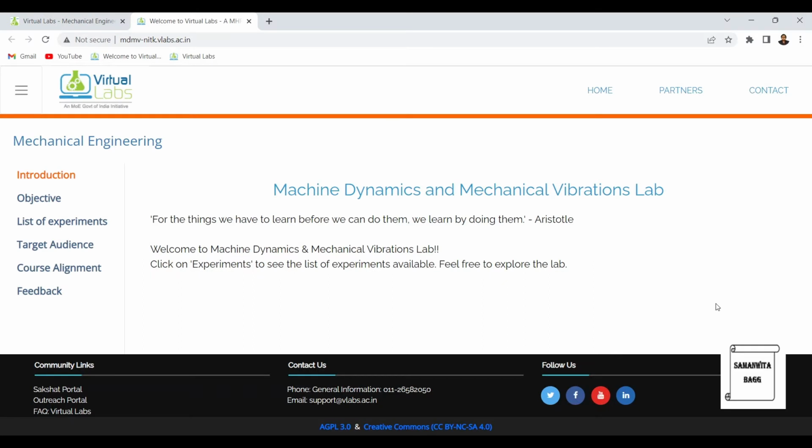So this is the page of the machine dynamics and mechanical vibrations lab. We'll just read the introduction to it. "For the things we have to learn before we can do them, we learn by doing them." So when you want to learn something, you need to learn by doing it rather than just learning the things. This is a quote by Aristotle, which is quoted on this page, which is very fascinating and you should read it too. So that welcomes us to this page.